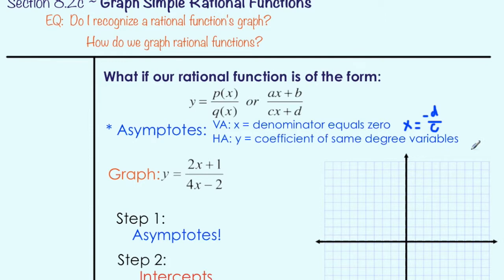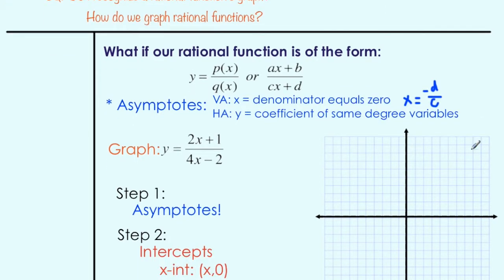Okay, don't freak out yet. I'm going to put some numbers to it, and hopefully that'll help you a little bit. Your horizontal asymptote is at the coefficient of same degree variables. And remember, degrees are the exponents. So these both have a degree of 1. And since their degree is the same, we're going to look at these coefficients here. So the horizontal asymptote in this case is at y equals a over c.